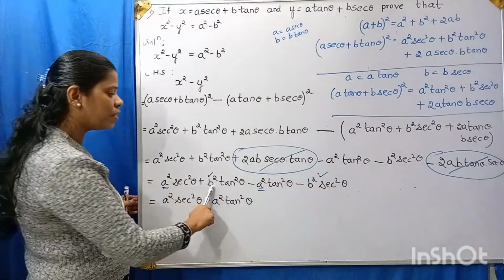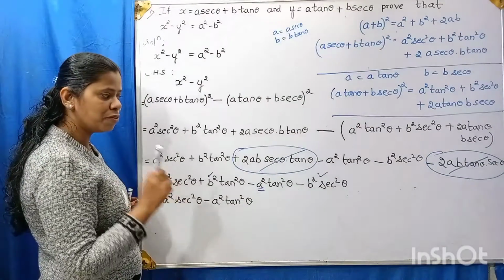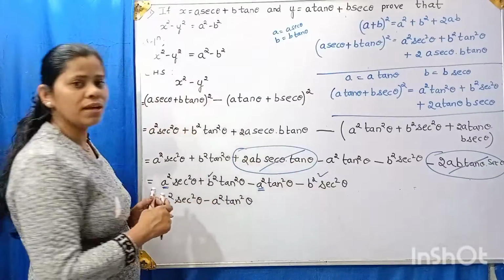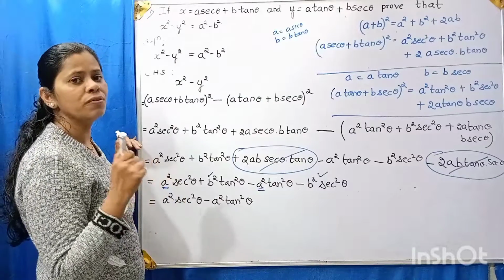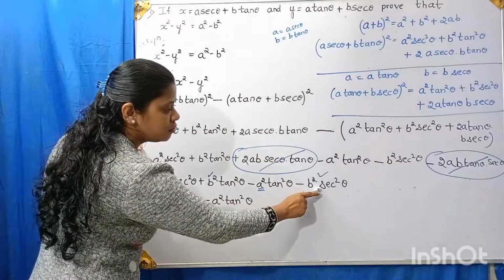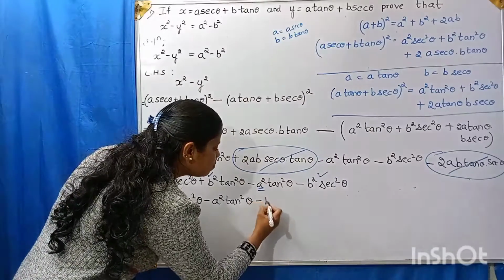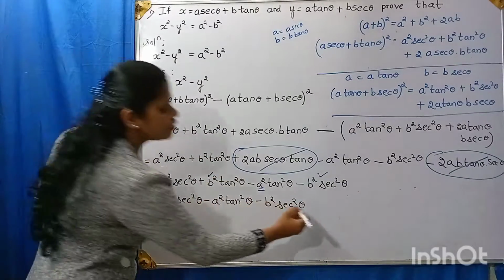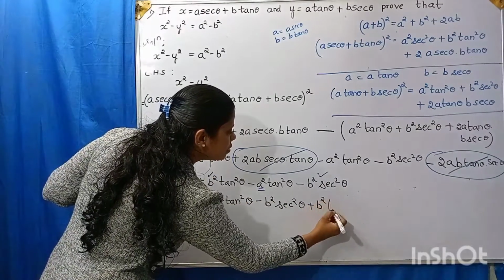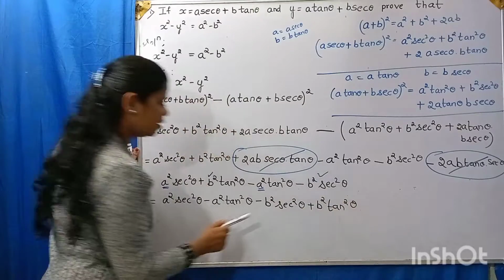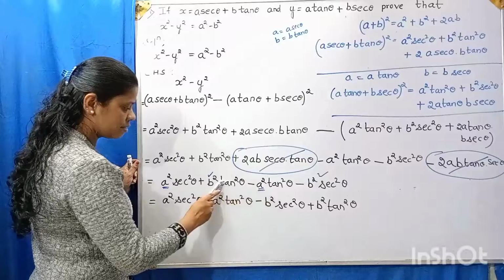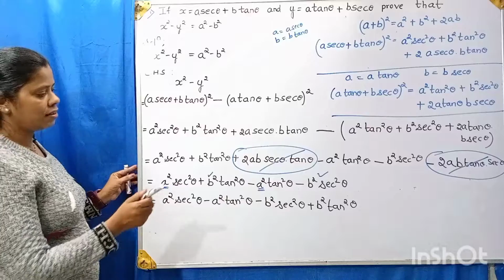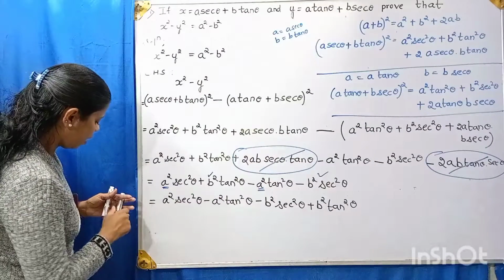Now I will bring the b square terms together, but before that I will write this one first. You can do it directly, but most of you will get confused. Therefore you write this one first, that is minus b square secant square theta plus b square tan square theta. Just this one I have written first and this one I have written after this. You can write as it is, for your convenience.